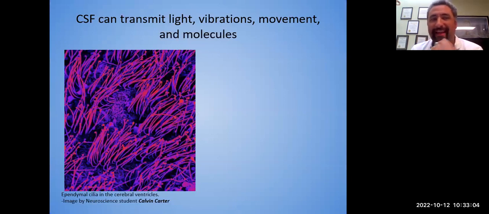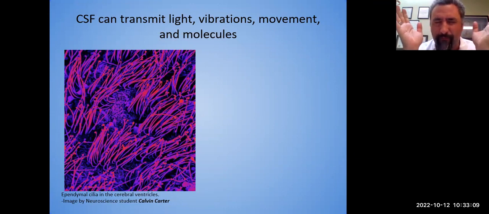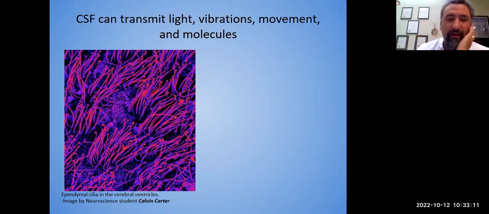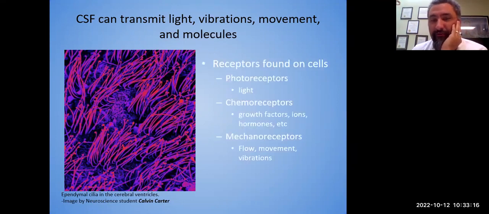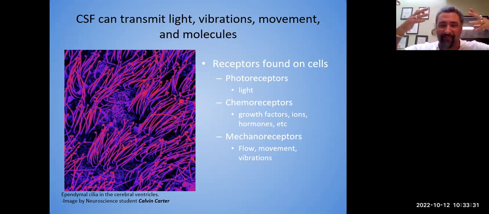Okay. And again, those walls of the cells that are bathing the cerebrospinal fluid have various receptors on them. And those receptors include photoreceptors to perceive light, chemoreceptors to perceive growth factors, ions, and hormones, and mechanoreceptors that perceive flow, movement, and vibration. Isn't it fascinating that we have these cells that are actually perceiving all this stuff from the fluid, light and growth factors and flow and movement and vibration?